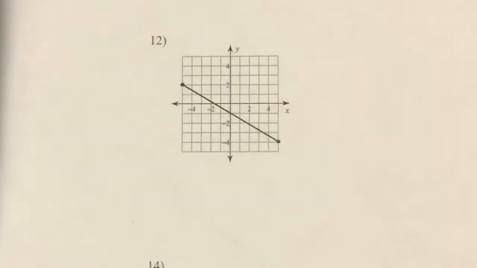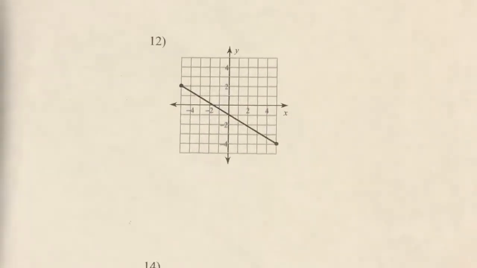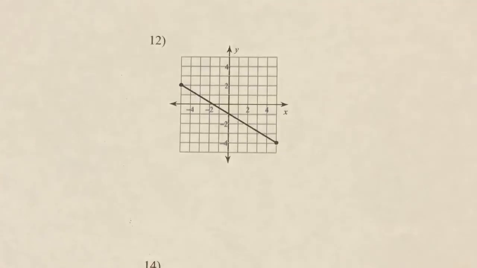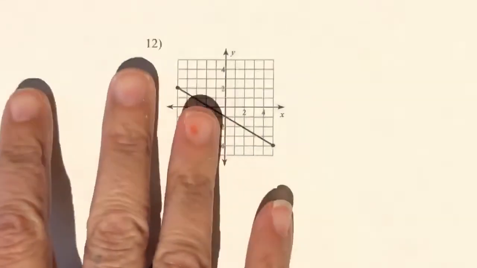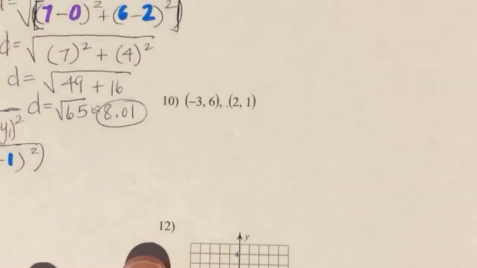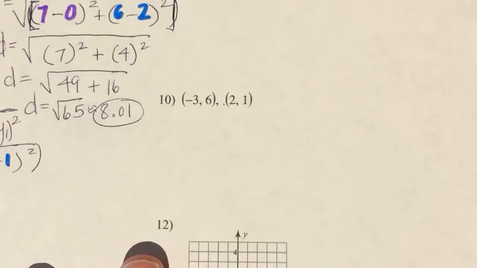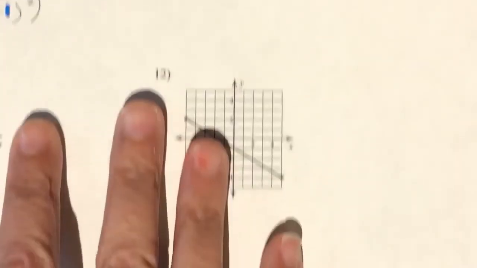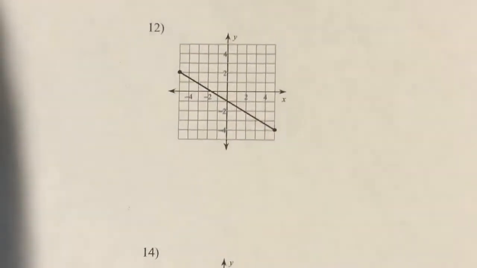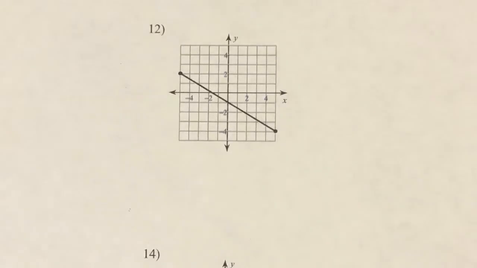All right, let's do number 12. Okay, so number 12 is going to be the same thing as what we just did, except you've got to do one extra step. You actually have to locate the points. Up here on number 10, the points were given to you. On 12, the points are not given to you, so the only difference between 10 and 12 is that you actually have to find the points.